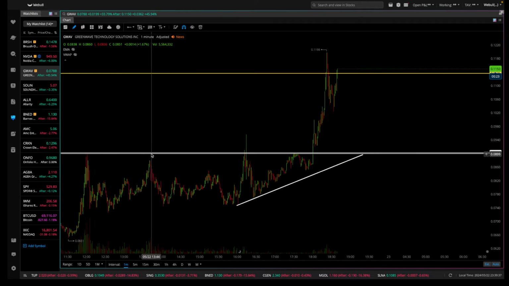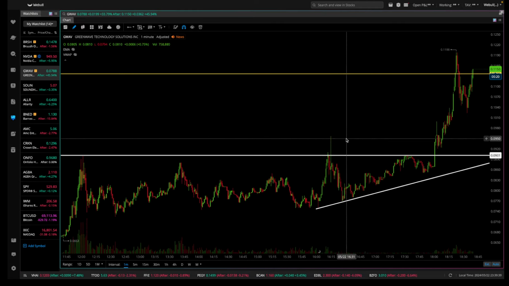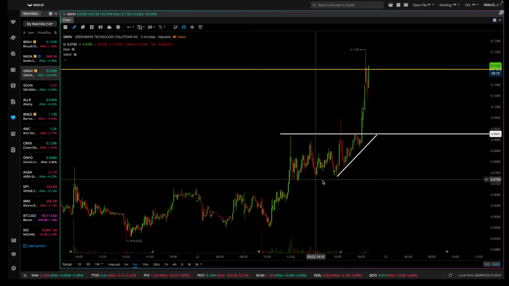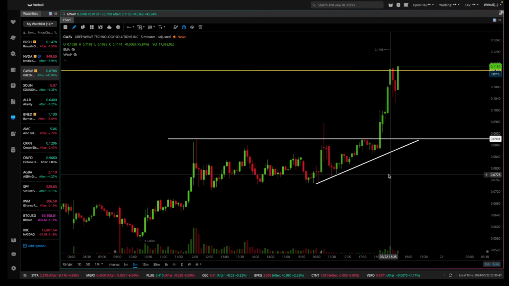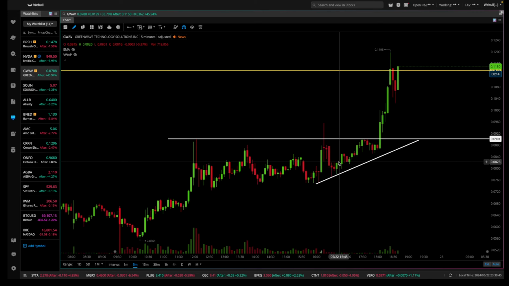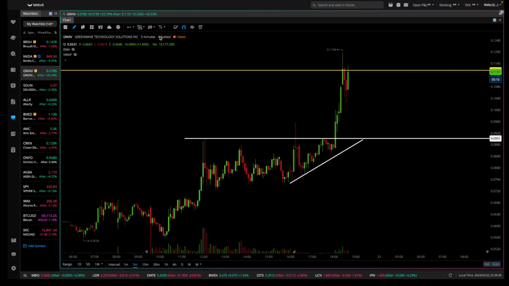GVAB is another play we had today. This didn't break and base, but it's a good way to see, once it broke out, this is probably one you would have missed if you used that strategy. But I gave this in the Discord again. I gave this a lot earlier through my experience. I played it around this level.